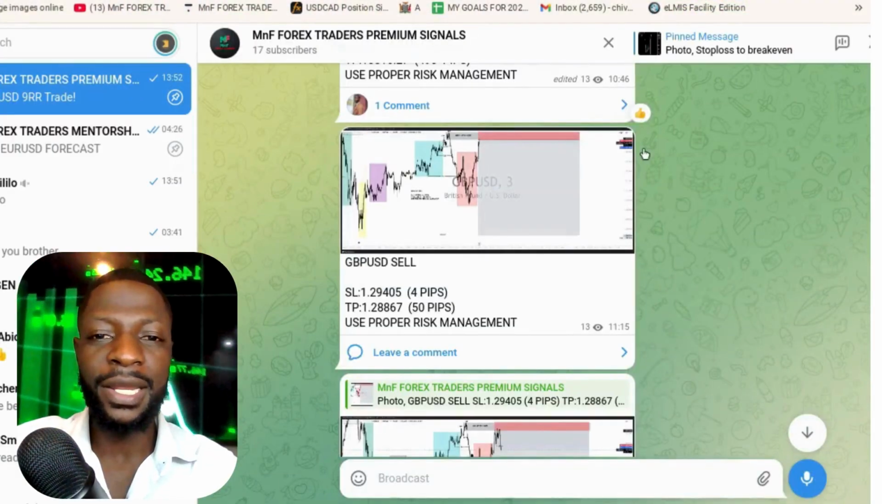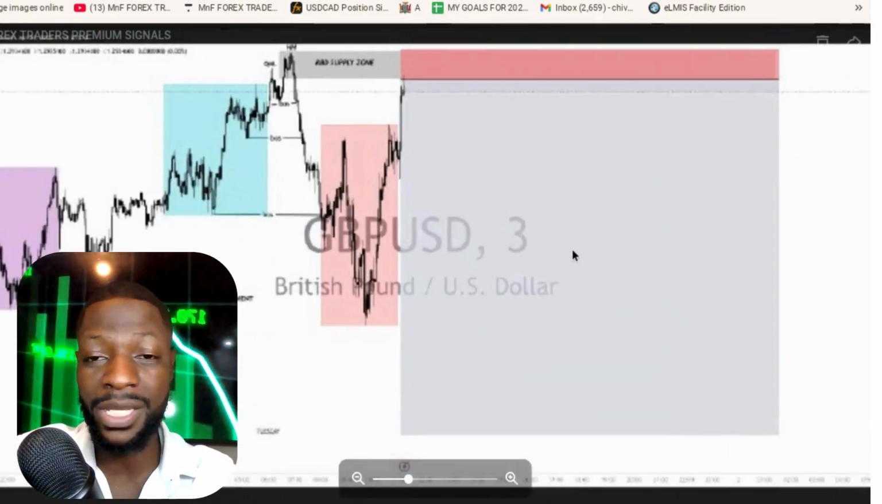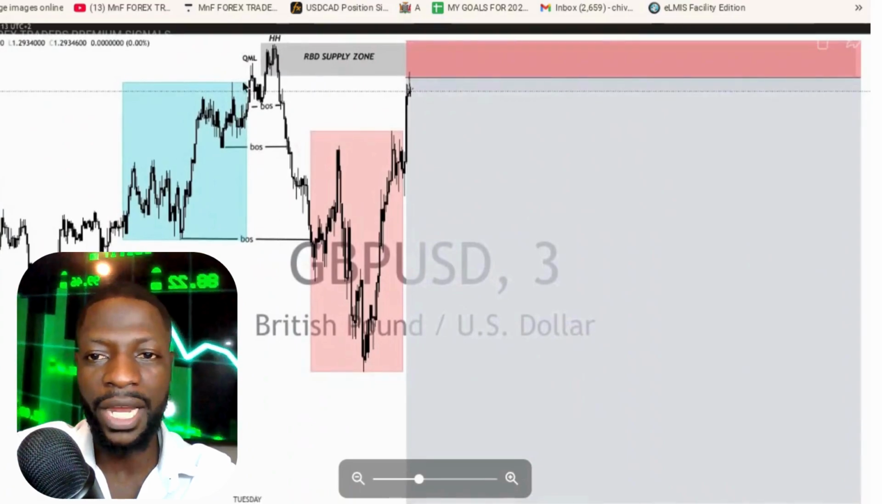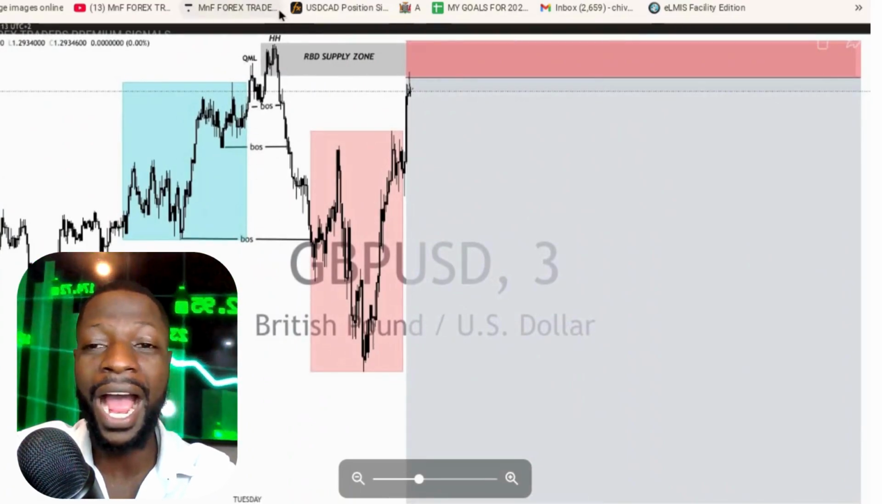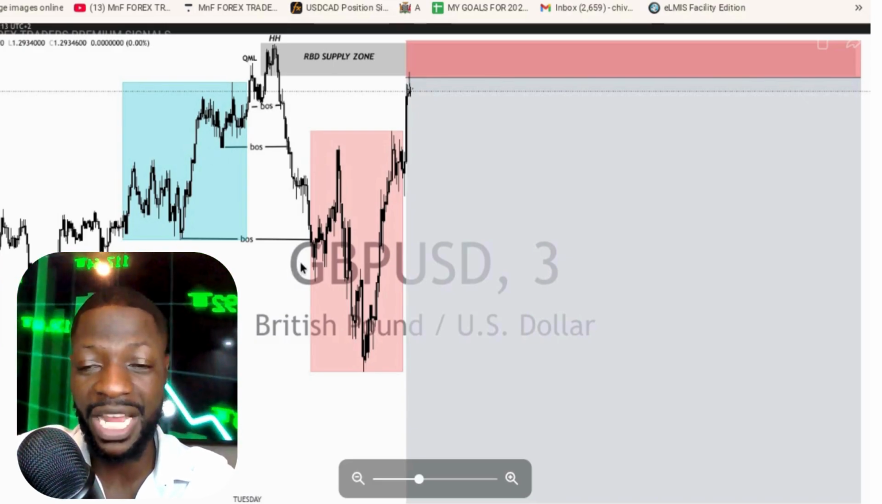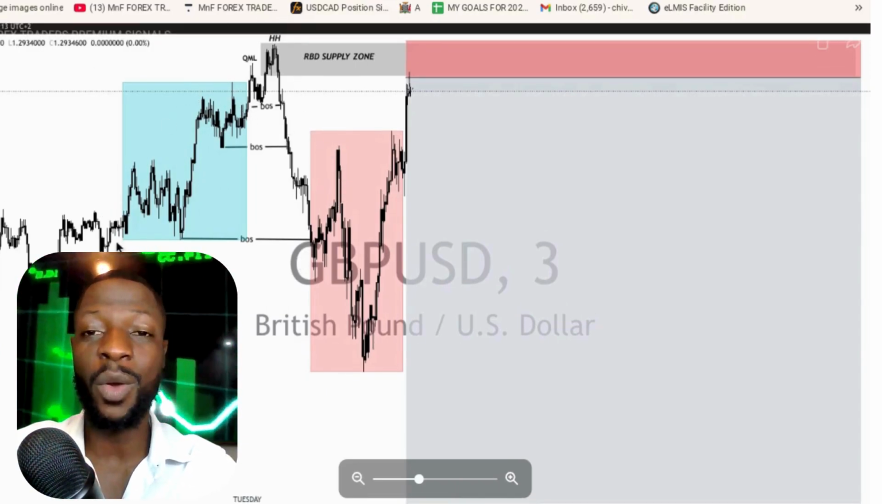You can see that in the morning today, we were able to take this beautiful setup on GBP USD, a 1 to 11 risk reward ratio. What did we have right here? Let me just show you. We had a nice QML low, higher high, and break of structure, actually multiple breaks of structure to the downside. This happened around 11 hours when the Asian session was already taken out.